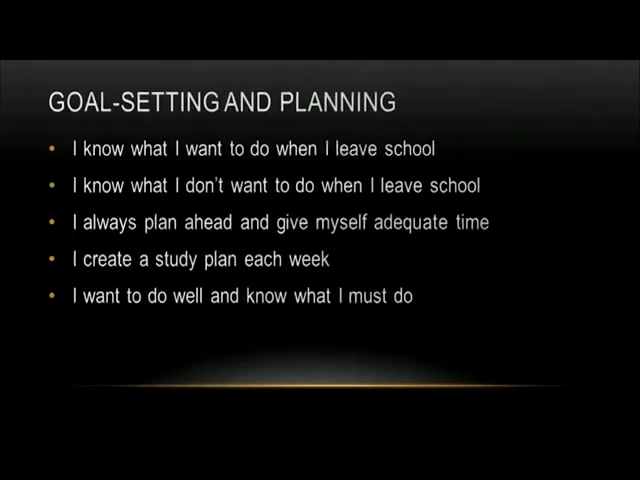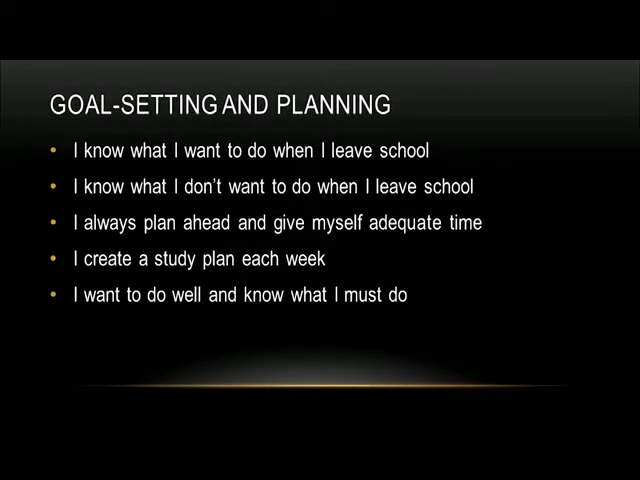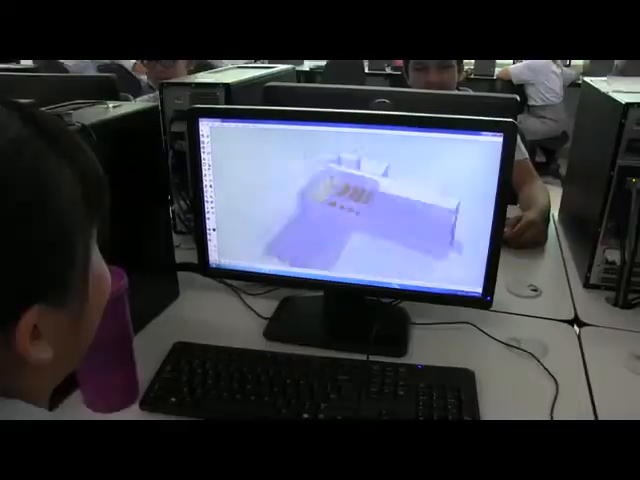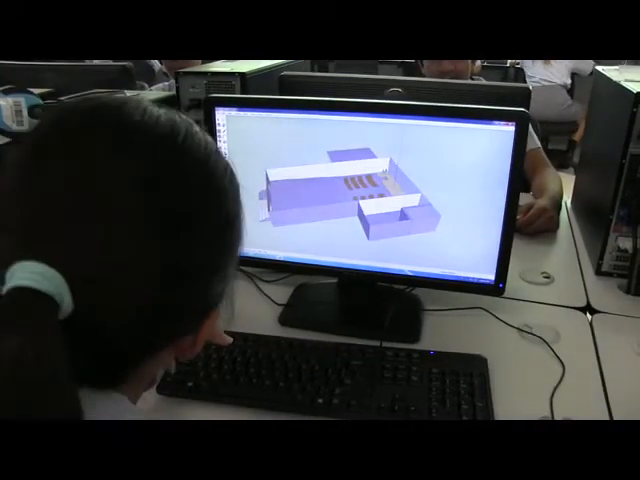Goal setting and planning. I know what I want to do when I leave school. I know what I don't want to do when I leave school. I always plan ahead and give myself adequate time. I create a study plan each week. I want to do well and know what I must do.